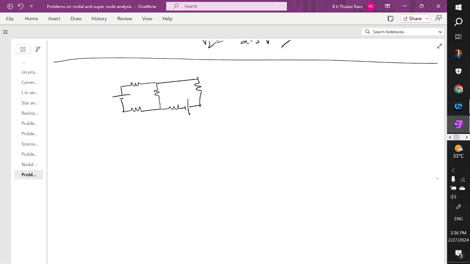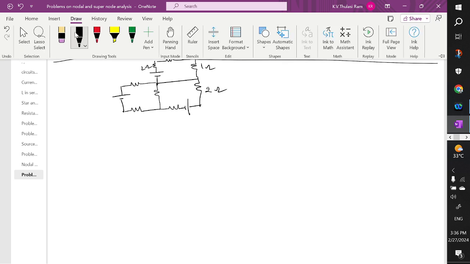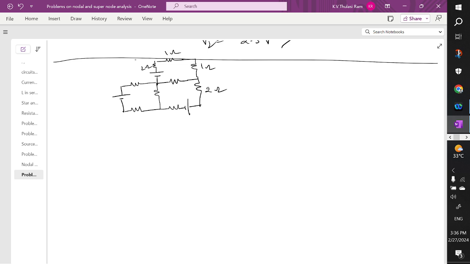here you are going to have a negative terminal and a positive terminal, and a 2 ohm here, and a 1 ohm here, and a 1 ohm here, a 2 ohm here, and a 2 ohm again here. This is 5 volts, this is 2 ohms, this is 2 ohms, this is 1 ohm, this is 2 ohm, this is 5 volts.